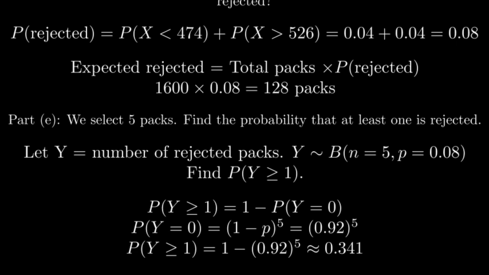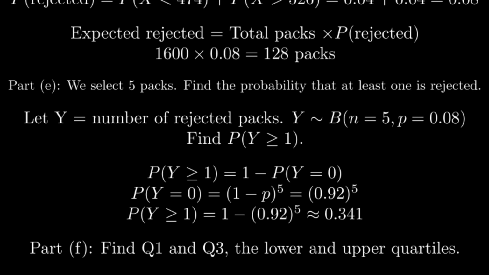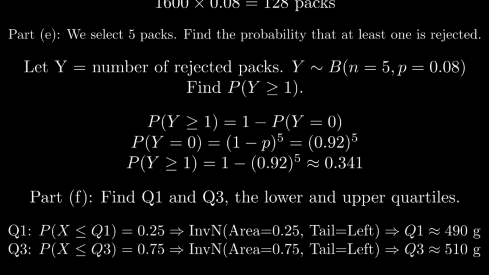Finally, let's find the quartiles. Part F asks for the lower and upper quartiles, Q1 and Q3. Remember, Q1 is the value that separates the bottom 25% of the data, and Q3 separates the bottom 75%. These are inverse problems. For Q1, we find the value where the area to the left is 0.25. Using inverse normal, we get about 490 grams. For Q3, we find the value where the area to the left is 0.75, which gives us about 510 grams.